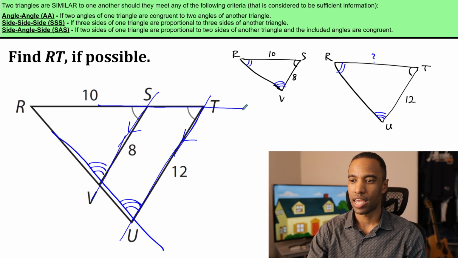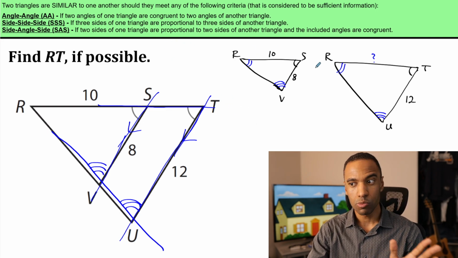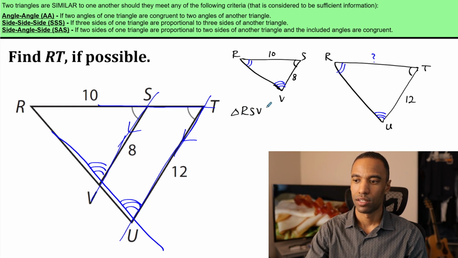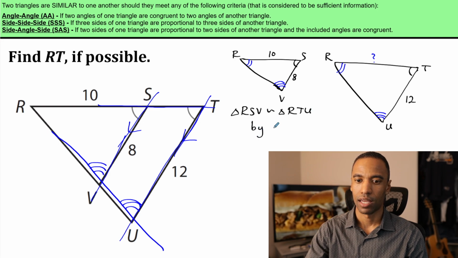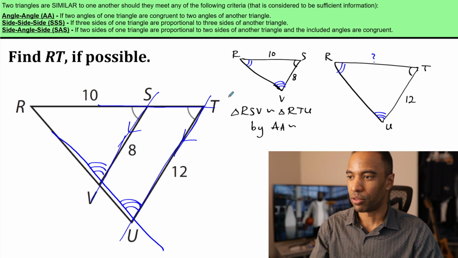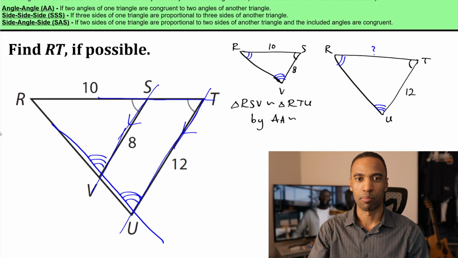But I can say, and here's where I got to make my triangle similarity statement. Make sure I have parts that correspond. Thankfully, they're drawn the same way. But triangle RSV is similar to triangle RTU by angle, angle. Okay, so by angle, angle there. There they are. So let's go ahead and solve for RT, the unknown based on proportionality.